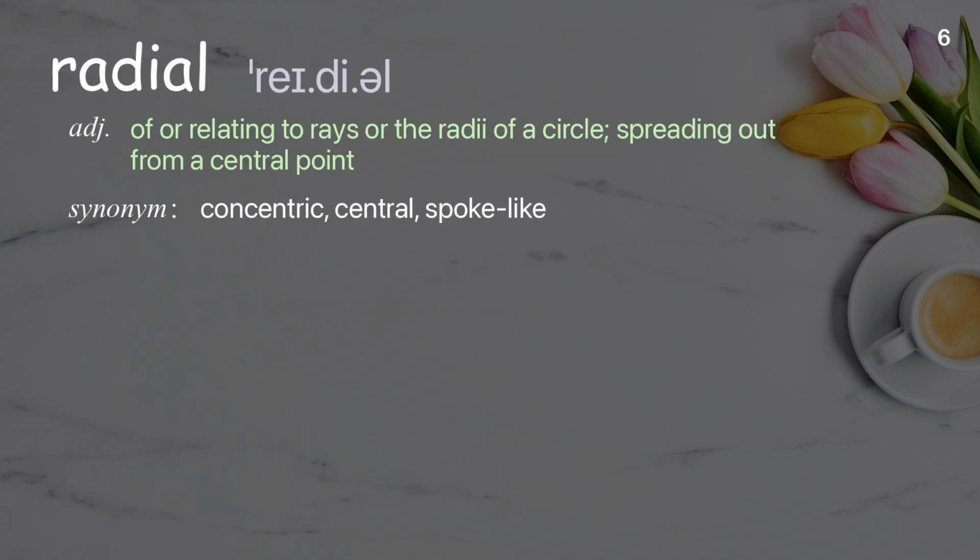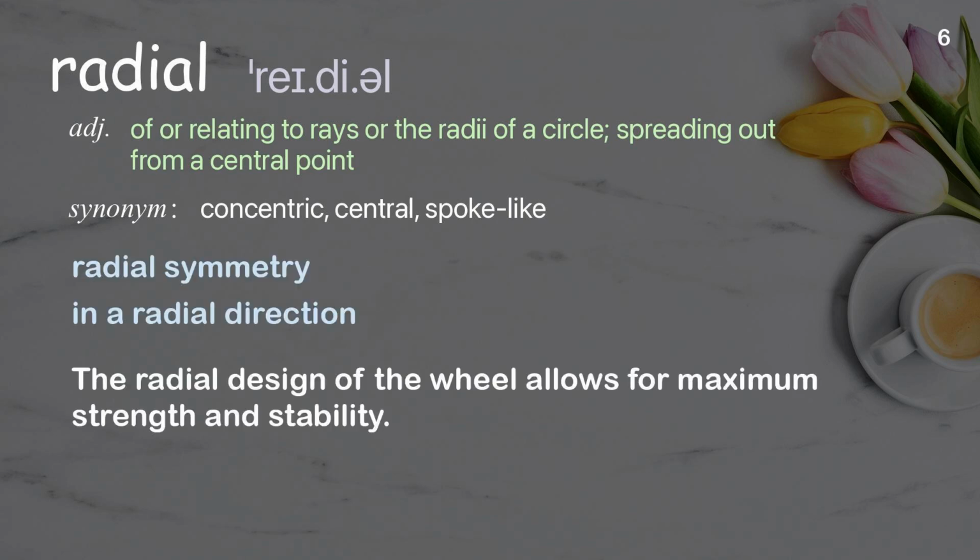Radial. Of or relating to rays or the radii of a circle, spreading out from a central point. Examples: Radial symmetry. In a radial direction. The radial design of the wheel allows for maximum strength and stability.